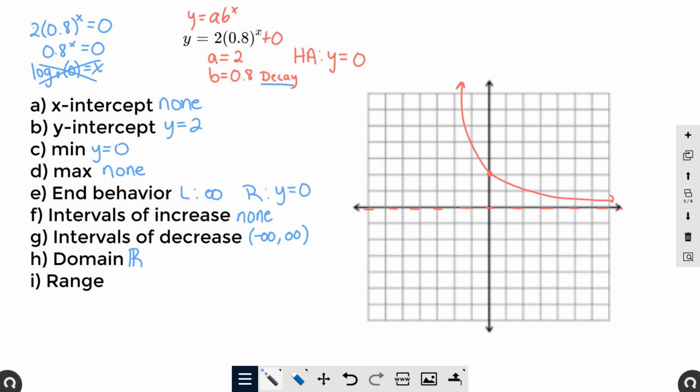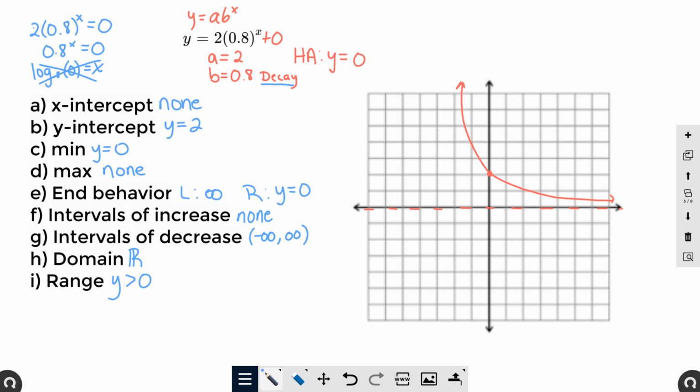Now, range is how far the graph goes up and down. So notice it goes up forever, right? Does it go down forever? Does it hit all the y values? No, it starts at 0 and everything is graphed above that. So for your range, you say y is greater than 0. Can I put an equal to 0 on my range? No, because it doesn't touch this dotted line.